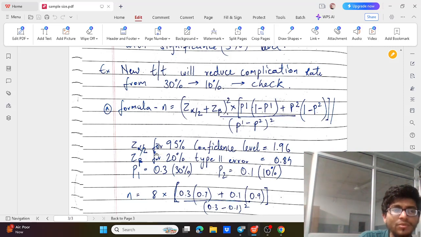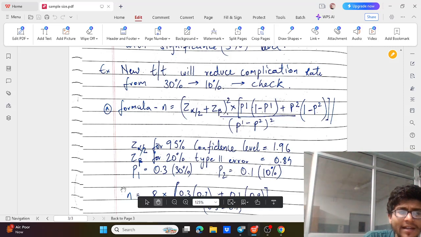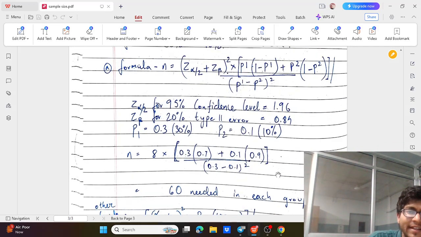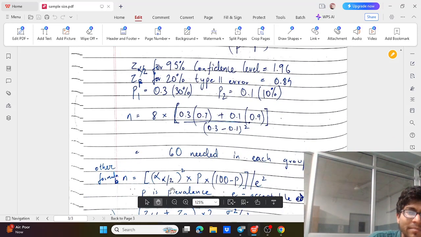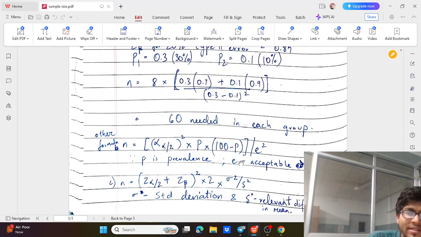That is Z alpha by 2 for 95% confidence level, it is a fixed value of 1.96. Then Z beta, that is 20% for type 2 error, the value is 0.84. And as we know that P1 is 0.3 for 30% and P2 is 0.1 for 10%. So calculating this, we come to know that the needed sample size is 60 in each group. So we'll be having 120 as sample size. So this is one example.